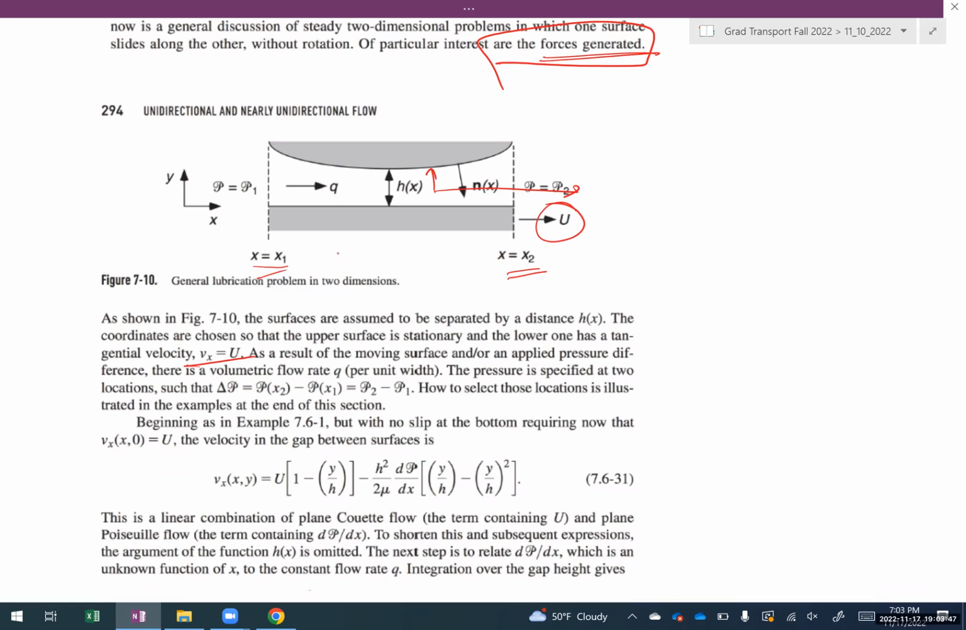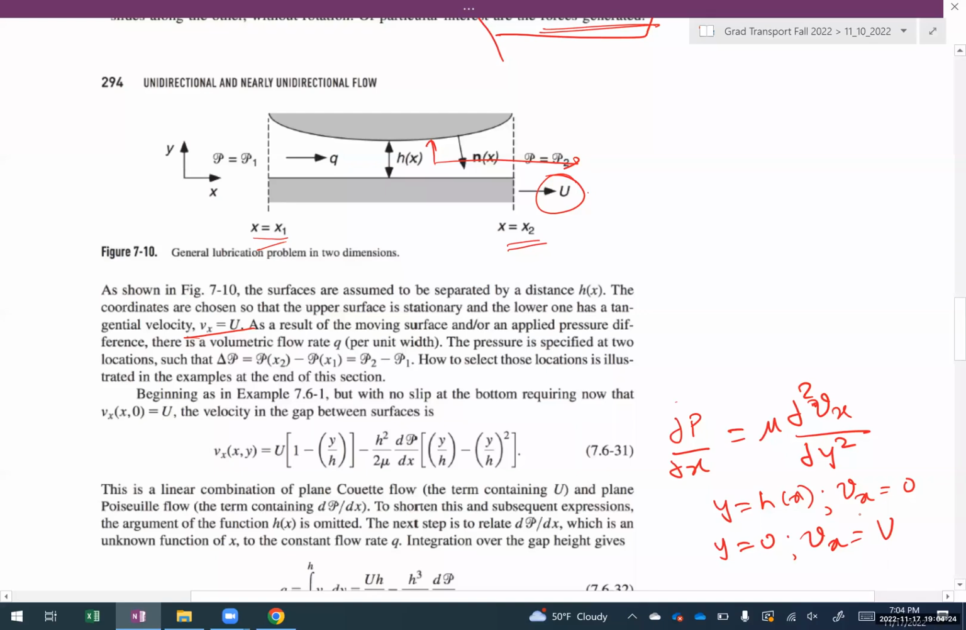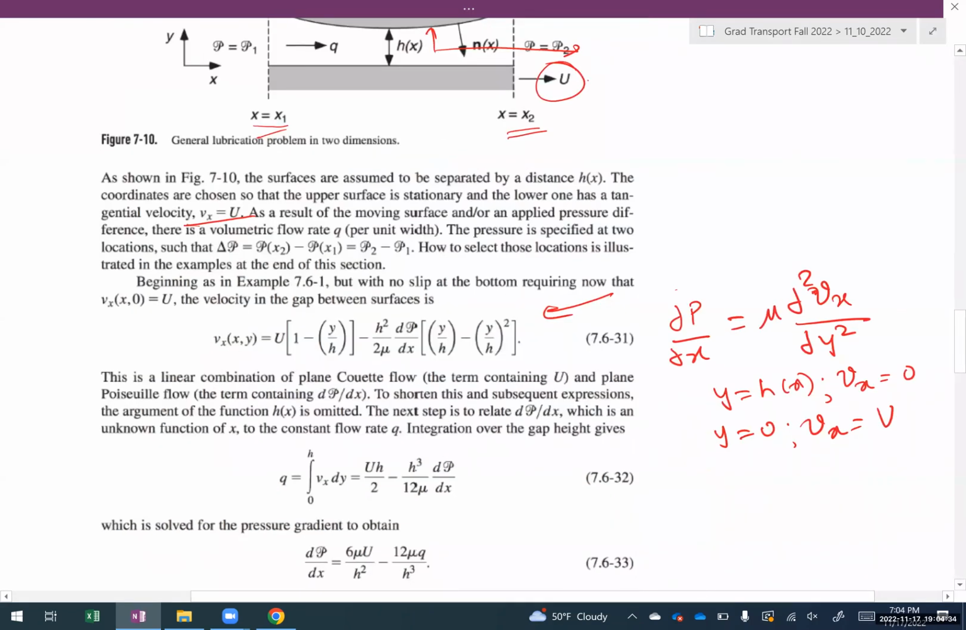Okay, so now the velocity in the gap. You can start off, obviously, with the lubrication approximation, which states ∂P/∂x is mu times ∂²Vx/∂y². Again, integrate this twice. The boundary conditions are: at y equal to 0, the velocity is u. At y equal to h(x), obviously the velocity Vx is 0, right? So with these two boundary conditions, convince yourself that you get to the expression for Vx as a function of y, okay?